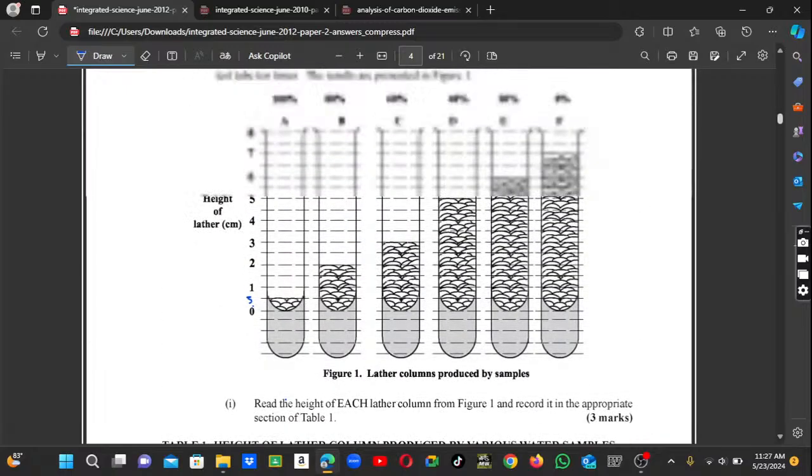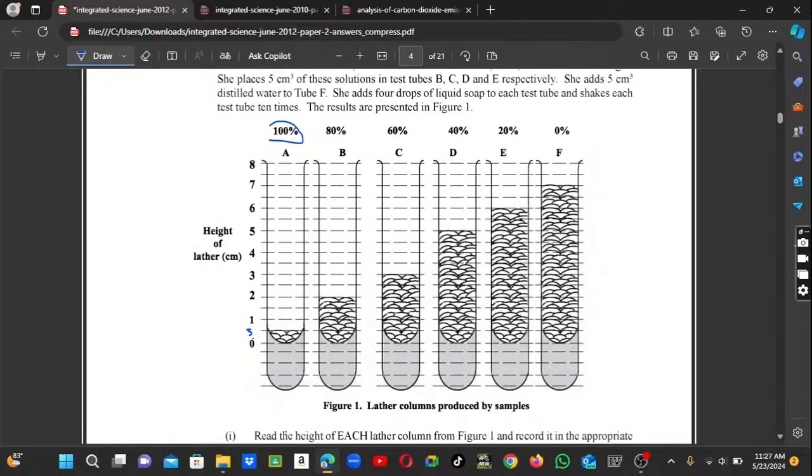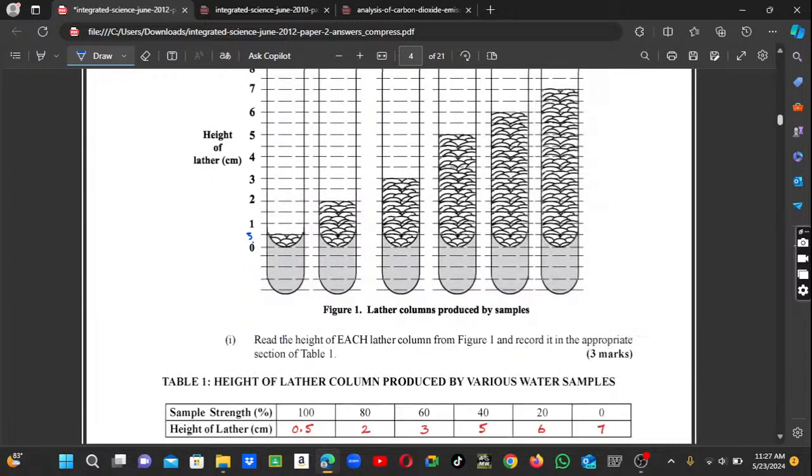And for 80 now, we are talking about here. Let me just check. This is 2.0, so it's 2 centimeters. Yes, it would be 2. And this one will be 3. Yes, so that one would be 3, guys. As you can see, 60 would be 3, and 40 here would be 5.